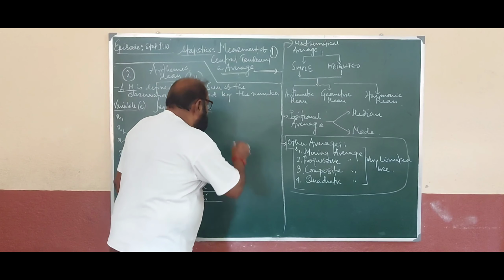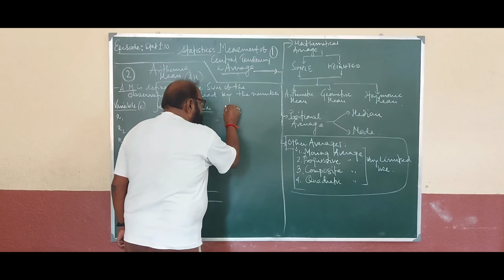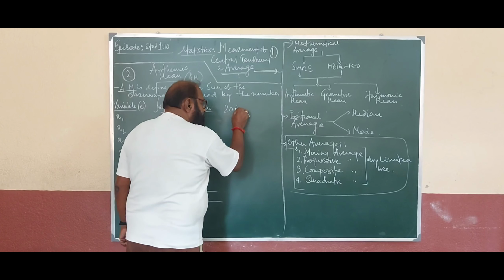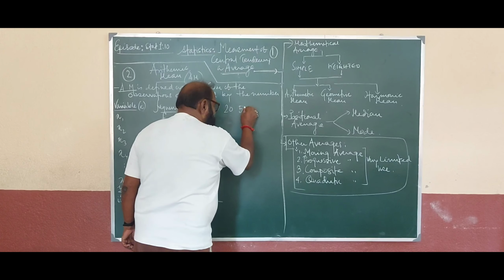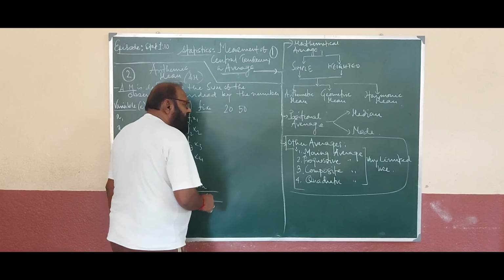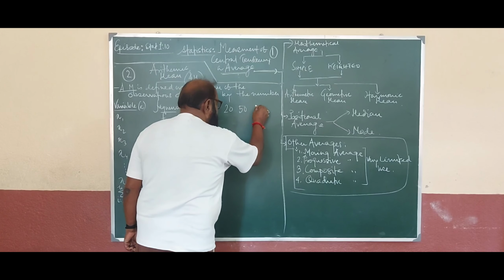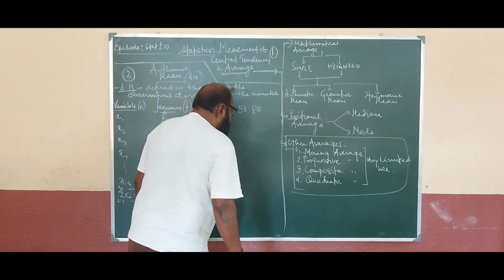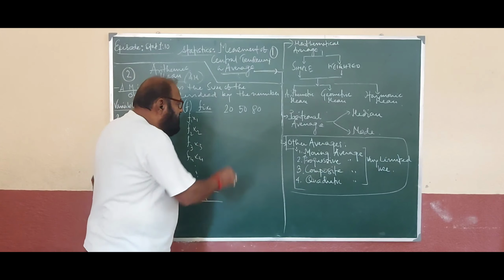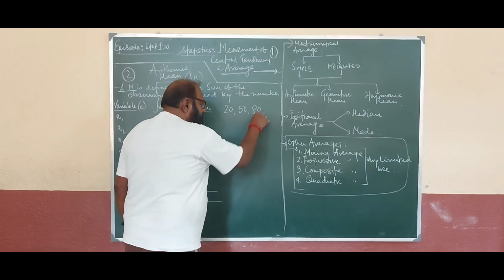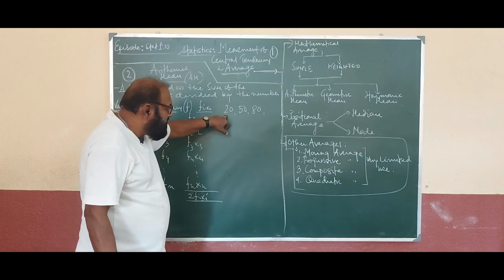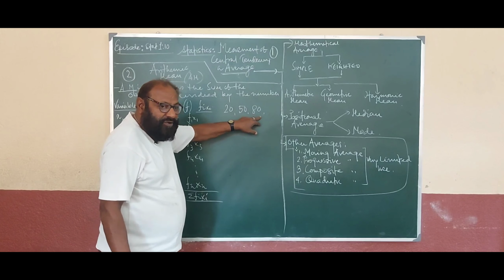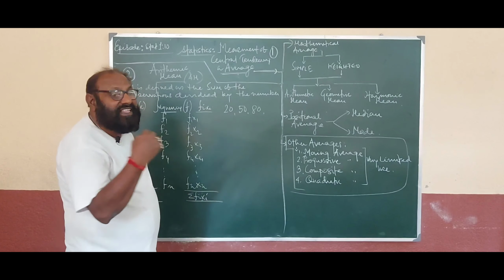Say Mr. A has 20 rupees with him. Mr. B has 50 rupees with him, and C has 80 rupees with him. Clear? So these are the three values: 20 rupees, 50 rupees and 80 rupees. Now, what is the average?